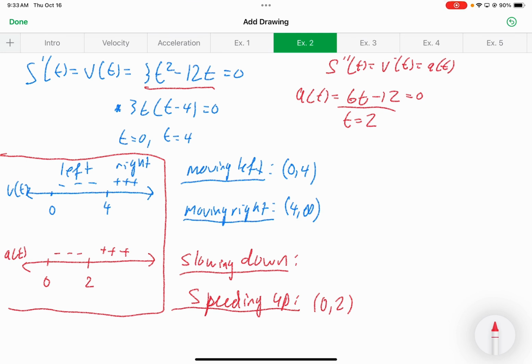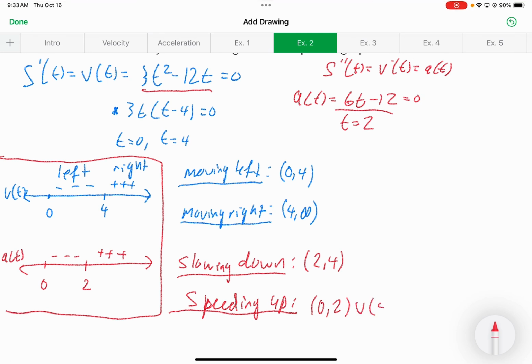So obviously it starts slowing down after 2. Would you guys agree with that? Where does that happen from? 2 to 4, because my velocity and my acceleration have opposite signs. My acceleration is positive from 2 to infinity, but my velocity is negative from 2 to 4. It's negative from 0 to 4, but 2 falls within that interval. So you have to keep that in play. And then after that, what does my particle do?